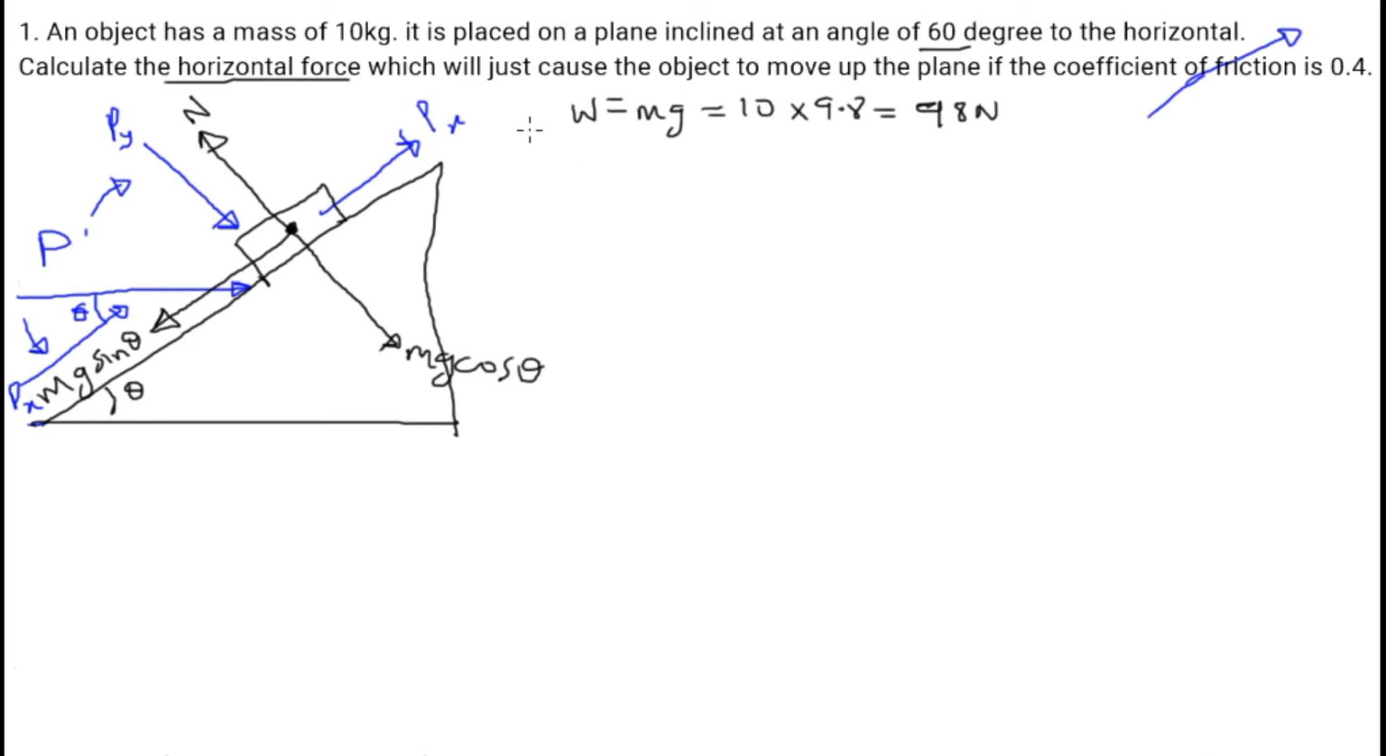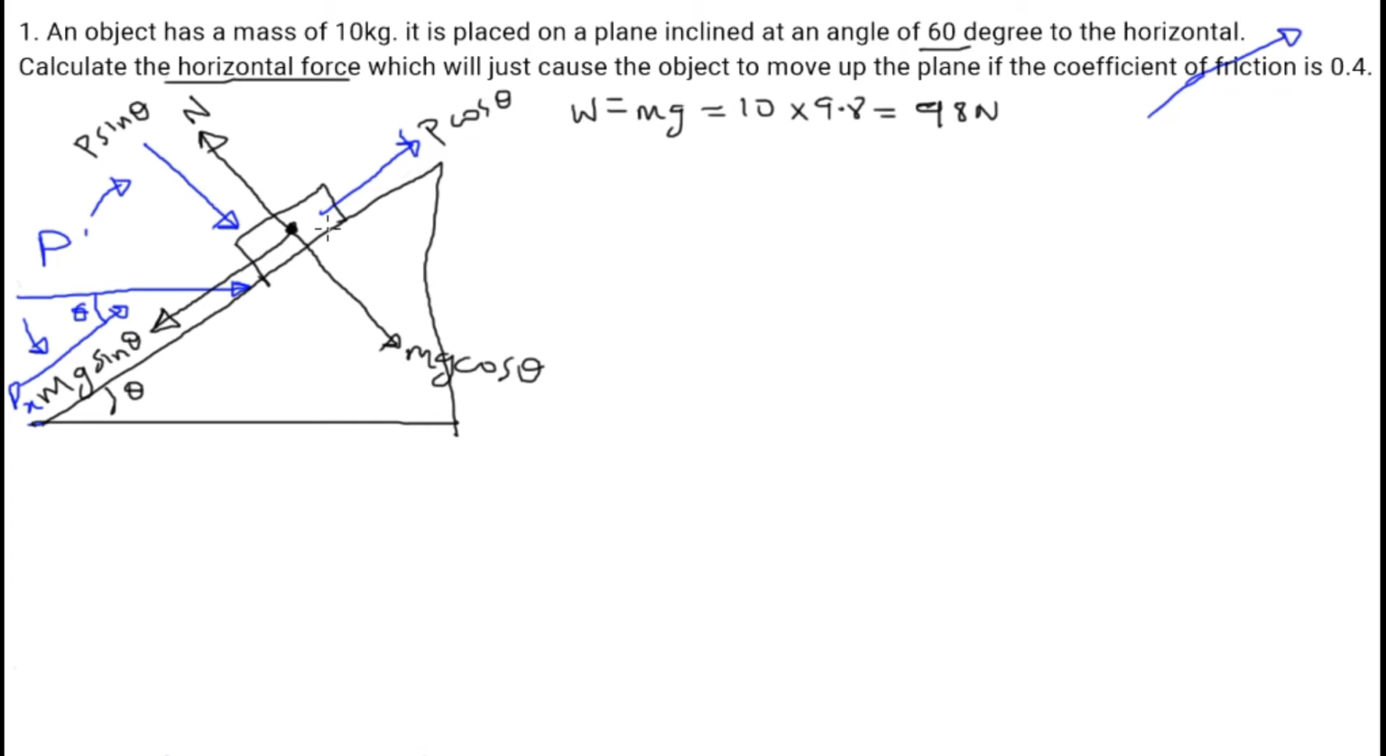Okay, so px will become, and then py as well, so that we'll have px as p cos theta, and then py as p sine of theta. Notice that p cos theta is along the inclined plane and is able to push it up.